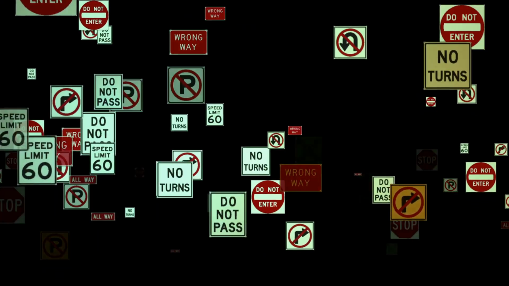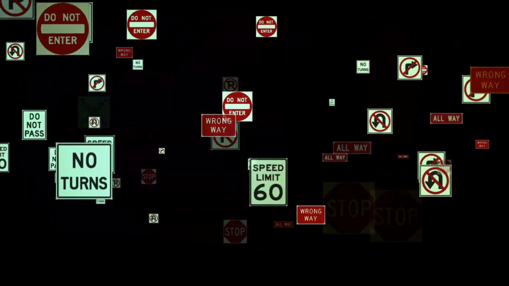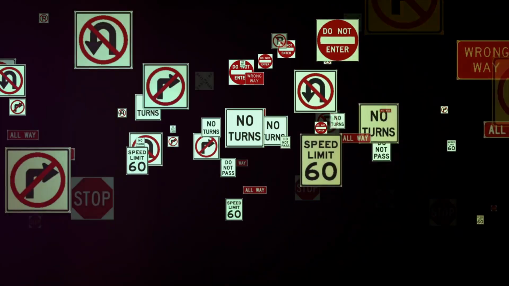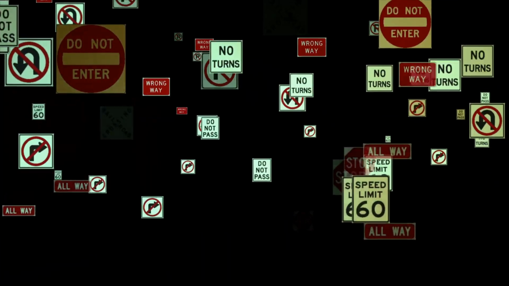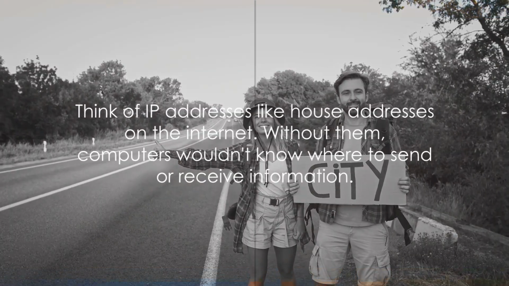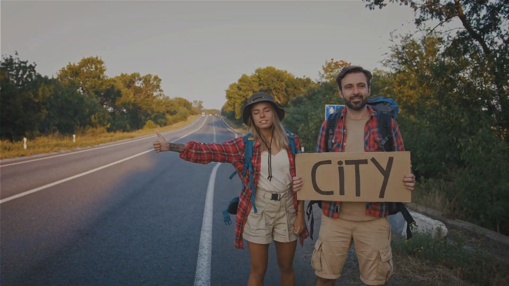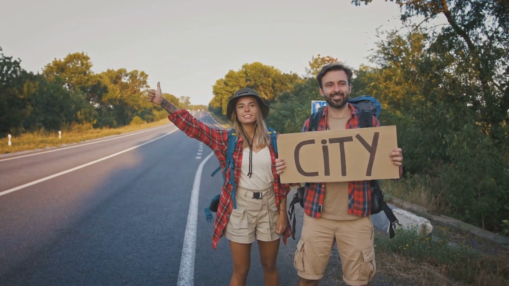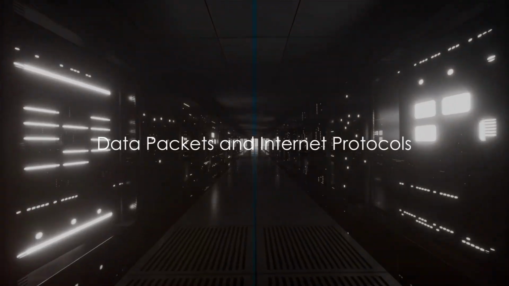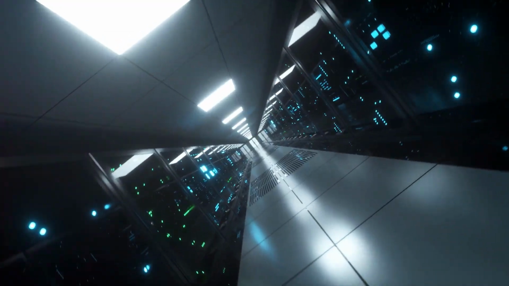Without these unique identifiers, the internet would be like a massive city without any road signs or house numbers. Communication would be impossible because there would be no way to identify where information should be sent or received from. Think of IP addresses like house addresses on the internet. Without them, computers wouldn't know where to send or receive information. Now that we know about IP addresses, let's talk about how the actual information travels over the internet.